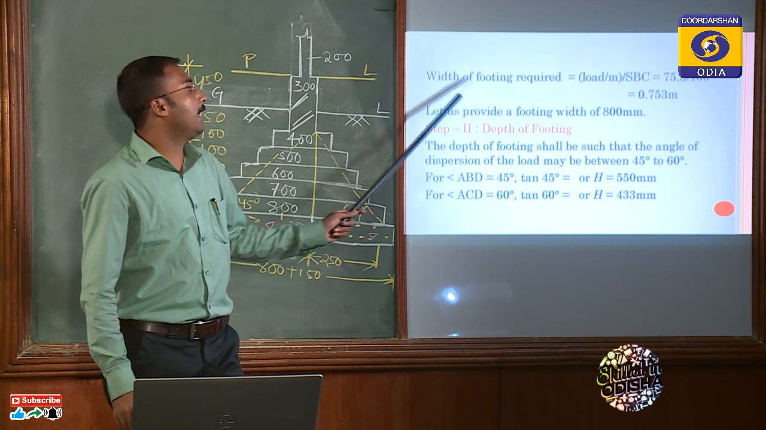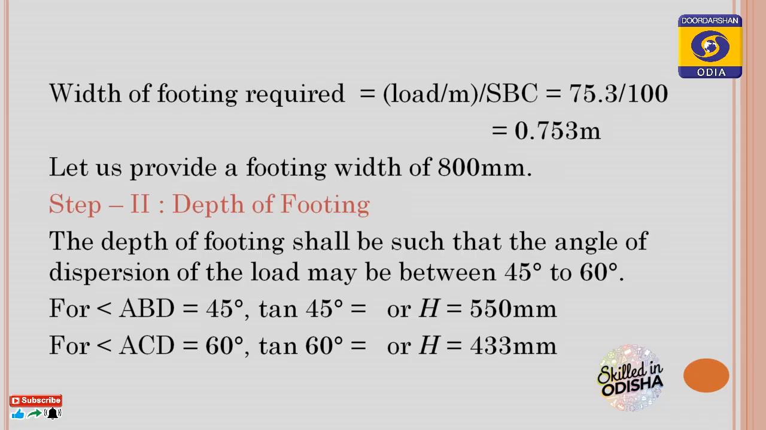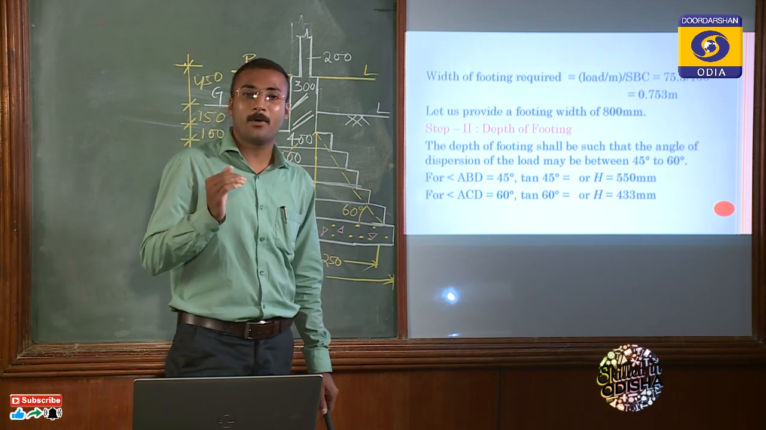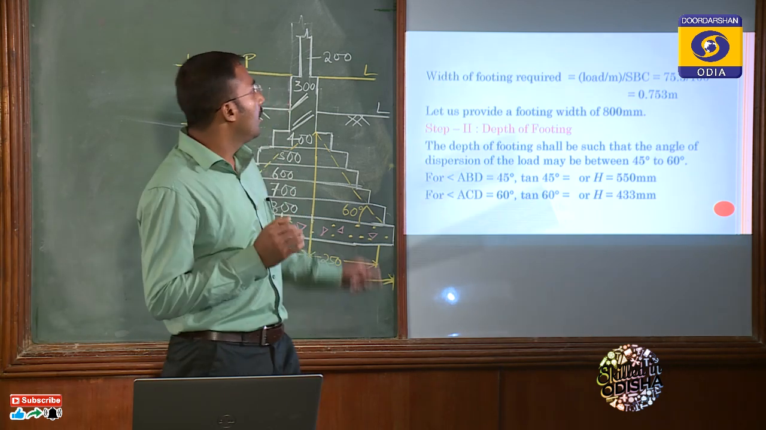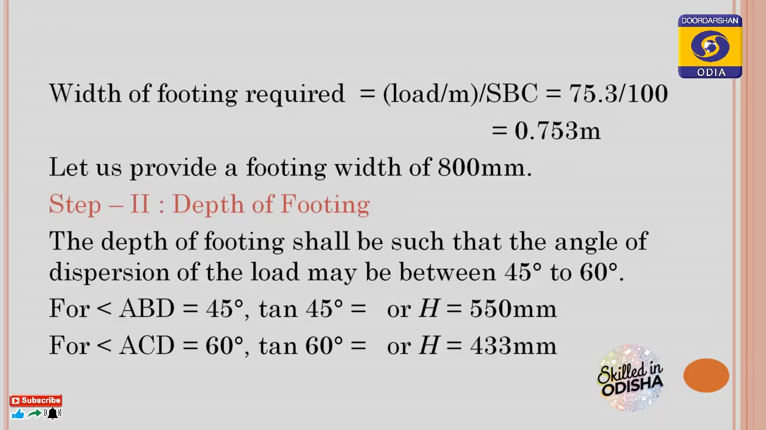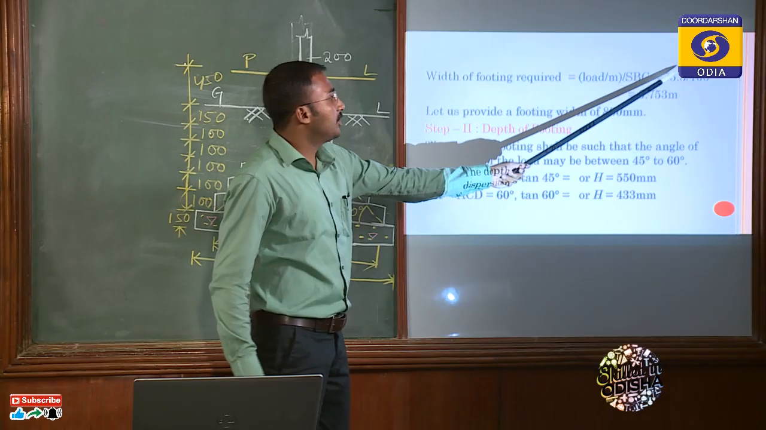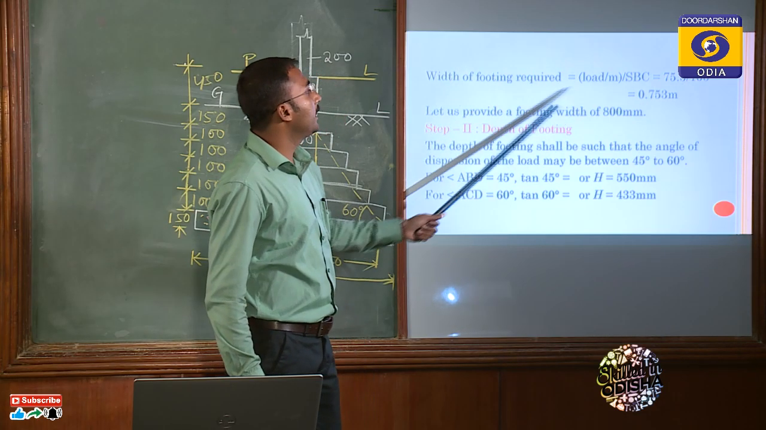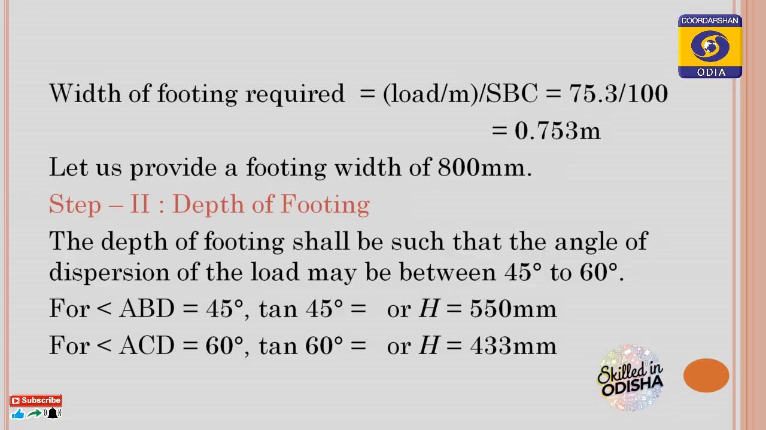So how to calculate the width of footing required? The width of footing required is the total load divided by the safe bearing capacity of the soil. So the total load is 75.3 kilonewton per meter, which is the load, and this is the SBC, 100 kilonewton per meter square, and the width of footing required is 0.753 meter.